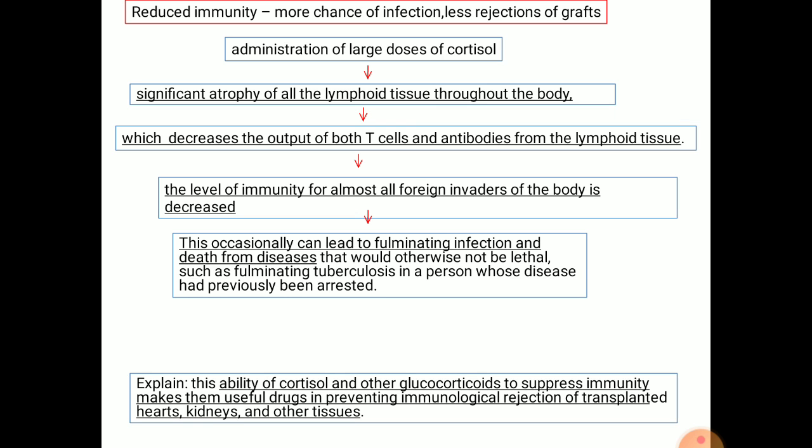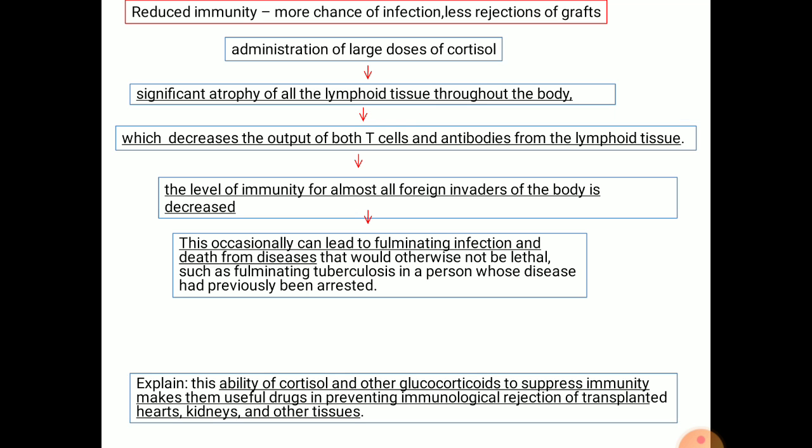That decreases the output of both T cells and antibodies from the lymphoid tissue, and the level of immunity for almost all foreign invaders of the body decreases. Occasionally this can lead to fulminating infections and death from a disease that would otherwise not be lethal, such as fulminating tuberculosis in a person whose disease had previously been arrested. So, explain this, as it is asked in the exam.